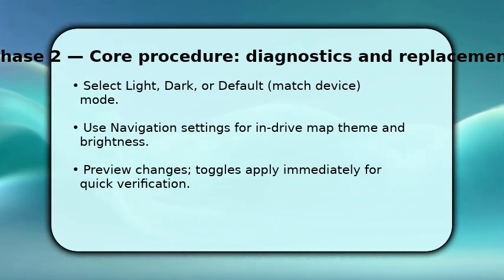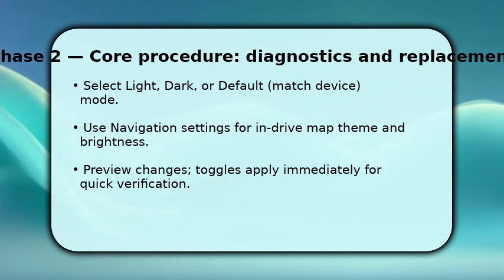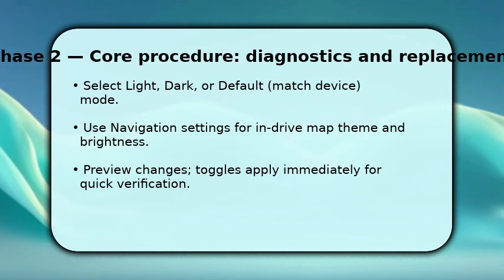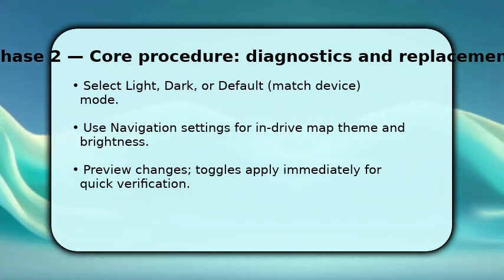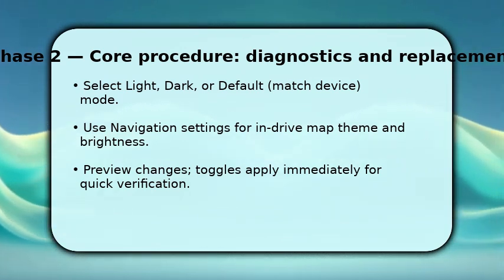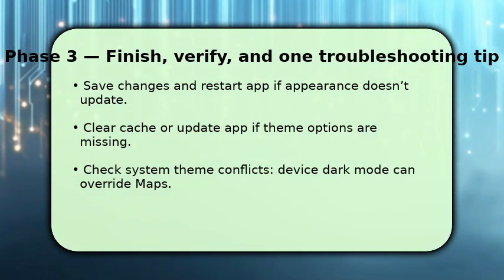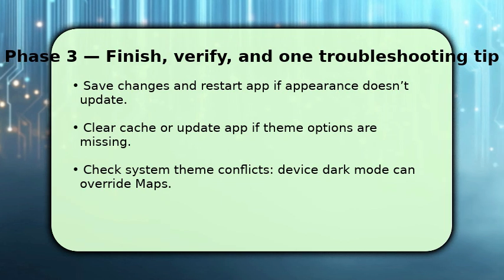Tap each option to preview it on screen. Maps applies changes immediately so you can confirm visibility. If you use scheduled dark mode, set the schedule here. Make sure to test a short route to validate contrast and readability before moving on. Finish by saving any adjustable settings and returning to the main map view to confirm the new theme.